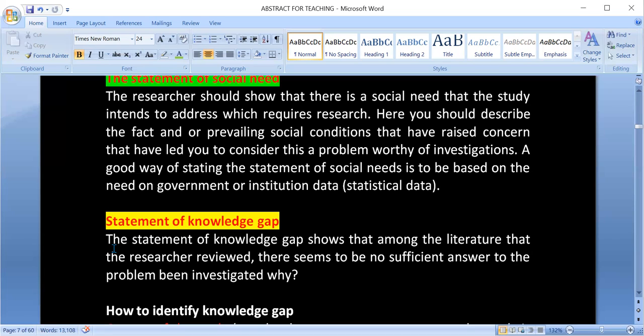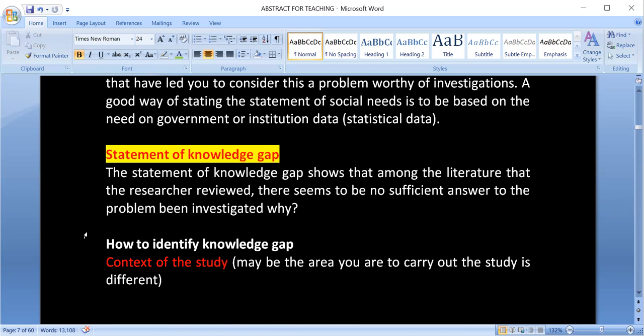It could also be that someone has carried out research in that community, but the method the person used had some challenges and you want to use a better methodology and to control for factors the person did not control. So you have to identify a gap. How can you identify a gap? One, in context of the study.